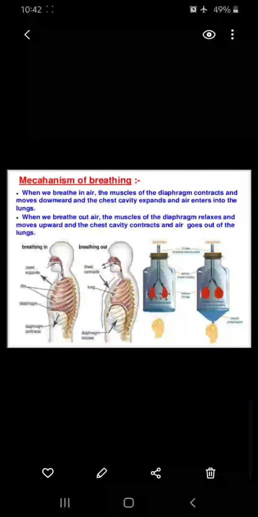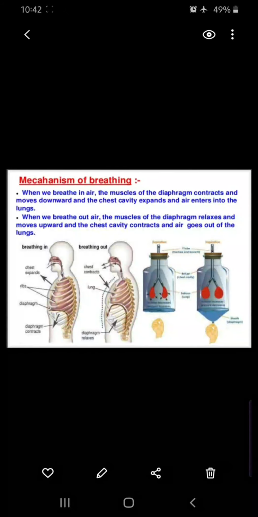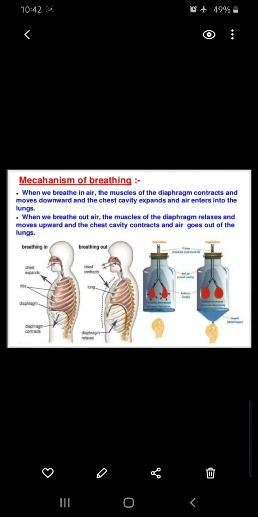Now let us see the mechanism of breathing in humans. When we breathe in air, the muscles of the diaphragm contract and move downwards, and the chest cavity expands, and the air enters into the lungs. When we breathe out air, the muscles of the diaphragm relax and move upward, and the chest cavity contracts and air goes out of the lungs.